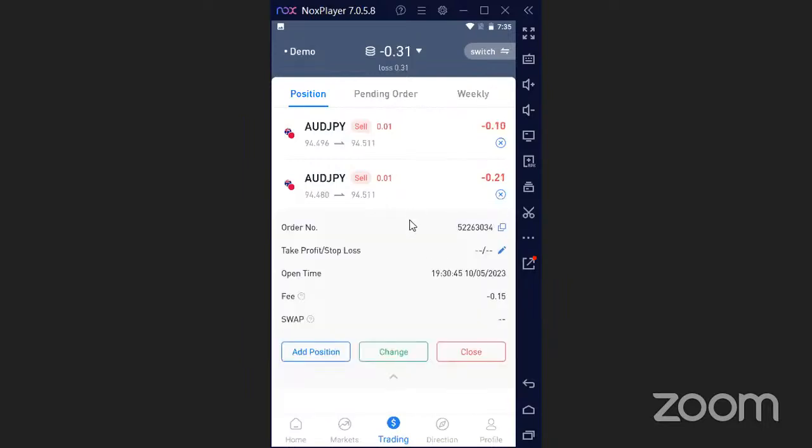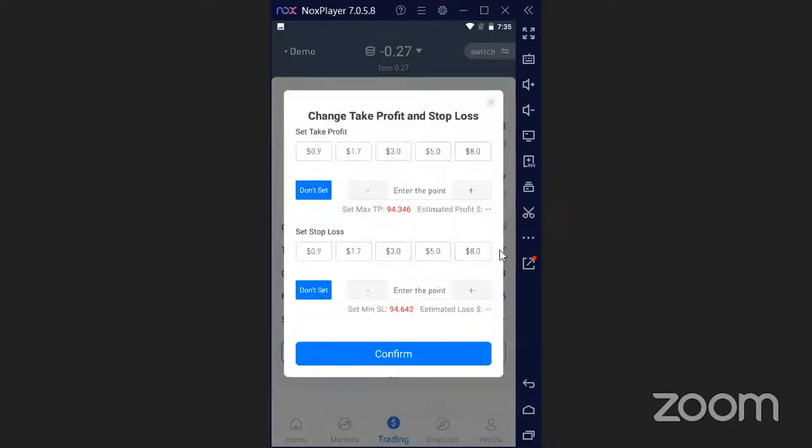So you see, I clicked it and it brought out this option for me. Here I can enter, see, it says take profit slash stop loss. And I have this pencil icon right in front of it. So I'm just going to click the pencil icon for me to be able to edit my stop loss and take profit. So you see, now I can enter the same thing that I entered on the other one, but here take profit is first.